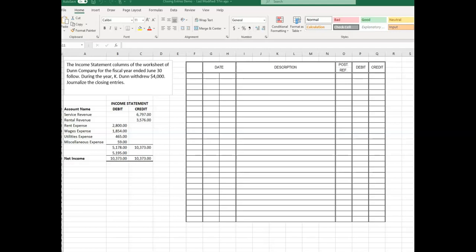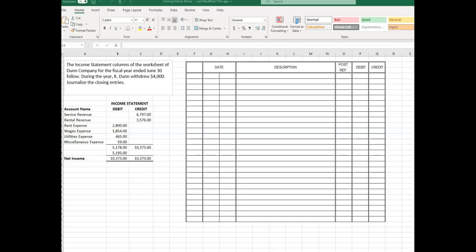Okay, so when you post or journalize closing entries, you always do it directly from the income statement. So what we have here is a snapshot of the income statement. We don't have the full income statement. This is the columns on the worksheet, all right? And we also have the information at the top there that Kay Dunn withdrew $4,000.